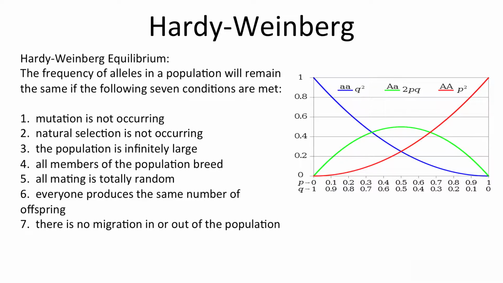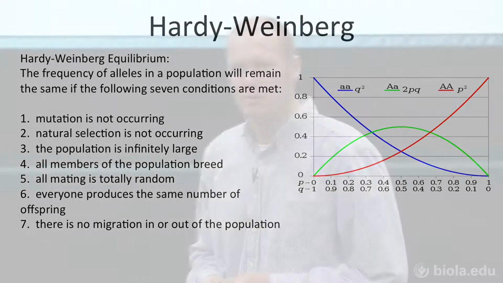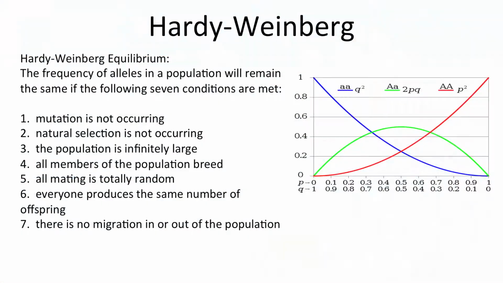Number 2, natural selection is not occurring. That is, one allele is not giving any organism an advantage in surviving or reproducing. If one of the alleles is giving an advantage, then it is going to start dominating, right? Because if organisms that don't have that allele are dying off more rapidly or are unable to reproduce, then it's going to shift towards the favored allele. So if neither mutation nor natural selection is occurring, then the allelic frequencies should stay the same.